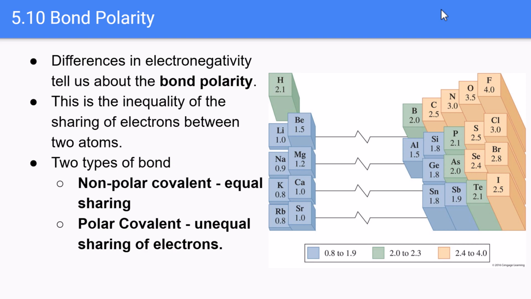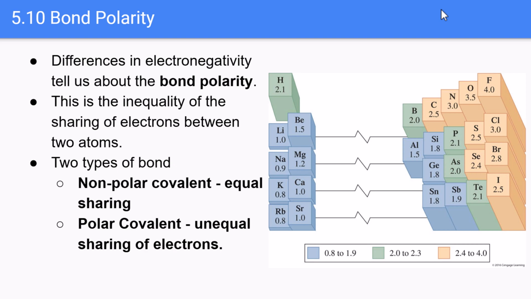Now, again, when we look at electronegativity, we're looking at two different atoms that are in a chemical bond. And the differences of electronegativity of the two atoms within that chemical bond tell us about what is called bond polarity. This is the inequality of the sharing of electrons between two atoms.